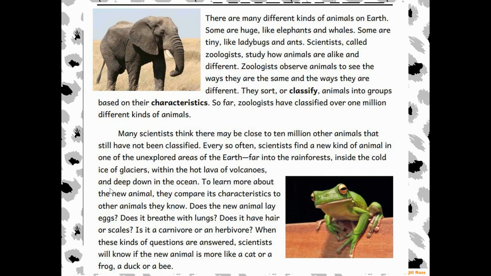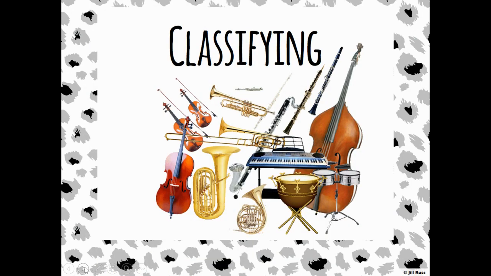Does it breathe with lungs? Does it have hair or scales? Is it a carnivore, meaning eating meat, or an herbivore, eating plants? When these kinds of questions are answered, scientists will know if the new animal is more like a cat, or a frog, or a duck, or a bee. So they start by looking at all of those things, answering questions, and then figuring out what group it belongs to. Let's look at some other things that we sort and classify.